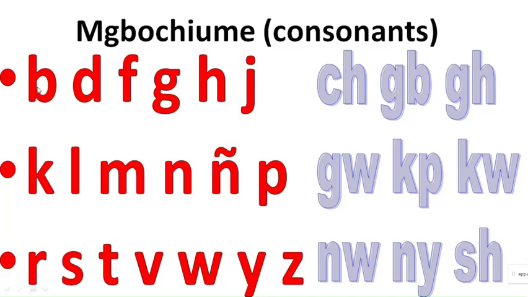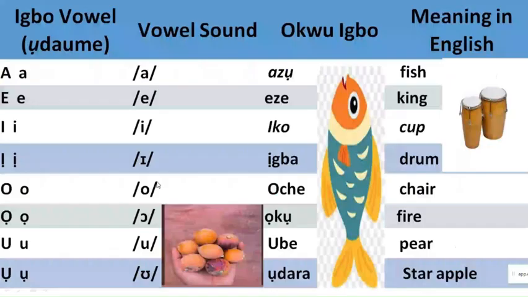The single letters. B, D, fi, gi, hi, ji, ke, le, me, ni, ni, pi, ri, s, ti, vi, we, ye, ze. Beautiful. So, activity time. Learn how to pronounce these ones.